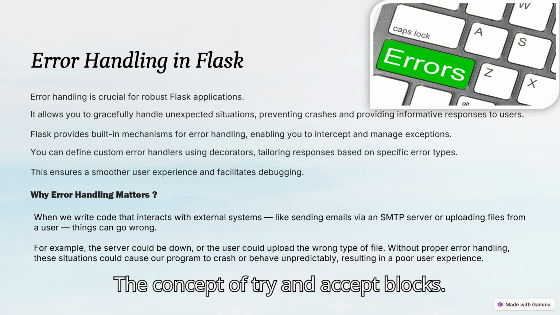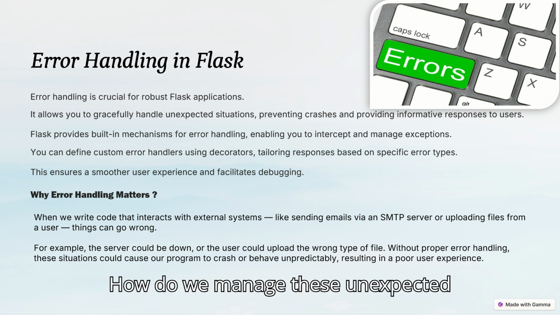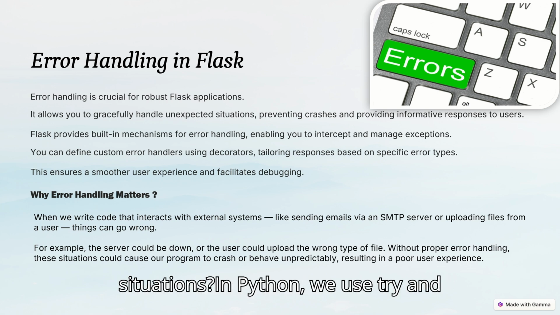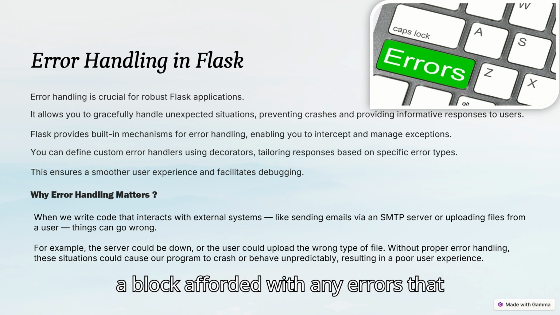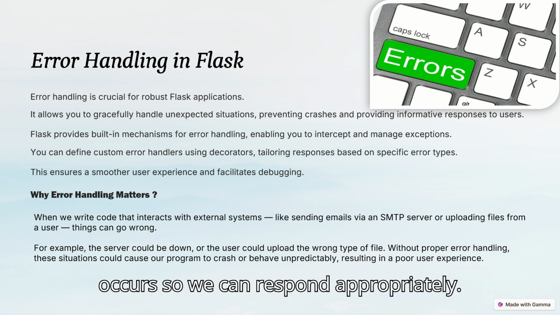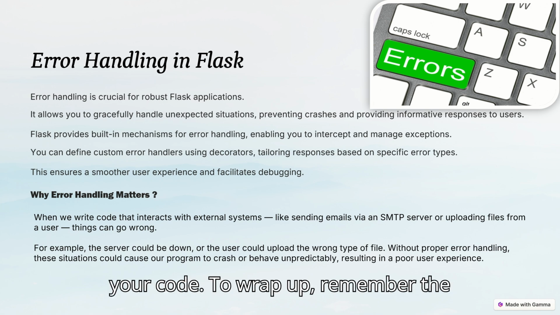The concept of try and except blocks. How do we manage these unexpected situations? In Python, we use try and except blocks. These allow us to try a block of code and catch any errors that occur so we can respond appropriately. It's a bit like having a safety net for your code.